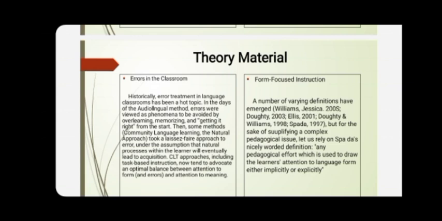Then, some methods, community language learning and the natural approach, took a laissez-faire approach to error, under the assumption that natural processes within the learner will eventually lead to acquisition. Communicative language teaching (CLT) approaches, including text-based instruction, now tend to advocate an optimal balance between attention to form and errors and attention to meaning.